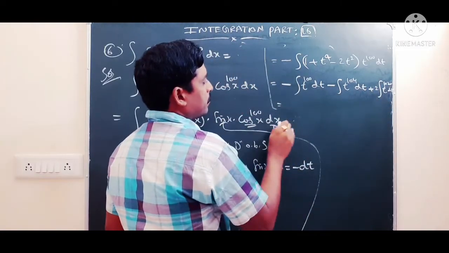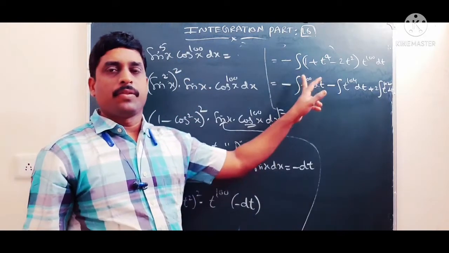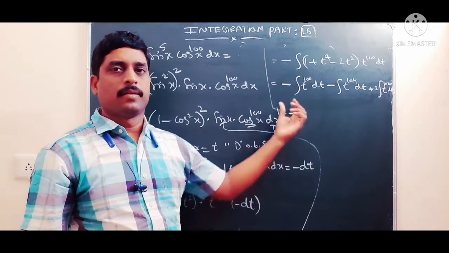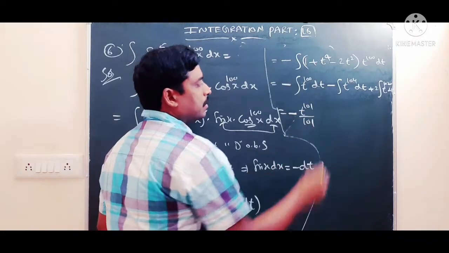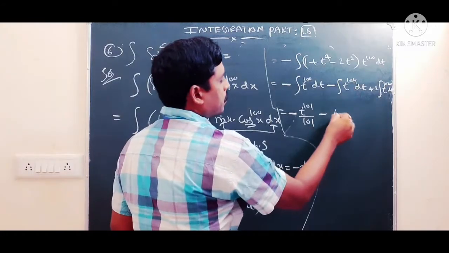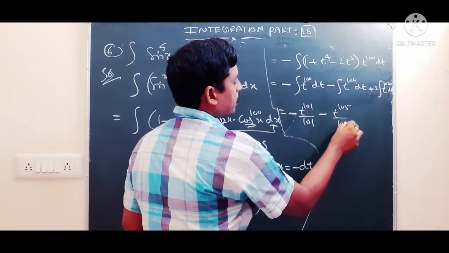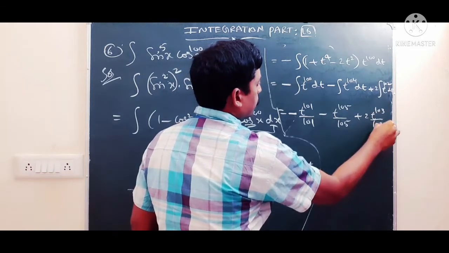So this will be the integral of t to the power 100, which gives t to the power 101 by 101. By using the x to the power n formula, the next term is t to the power 105 by 105, and this one is 2 into t to the power 103 by 103.